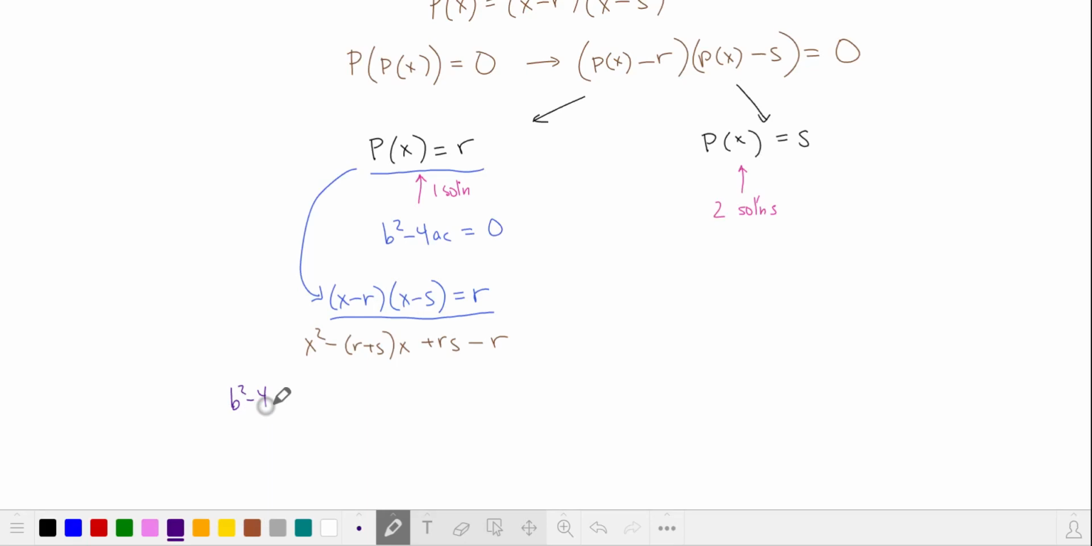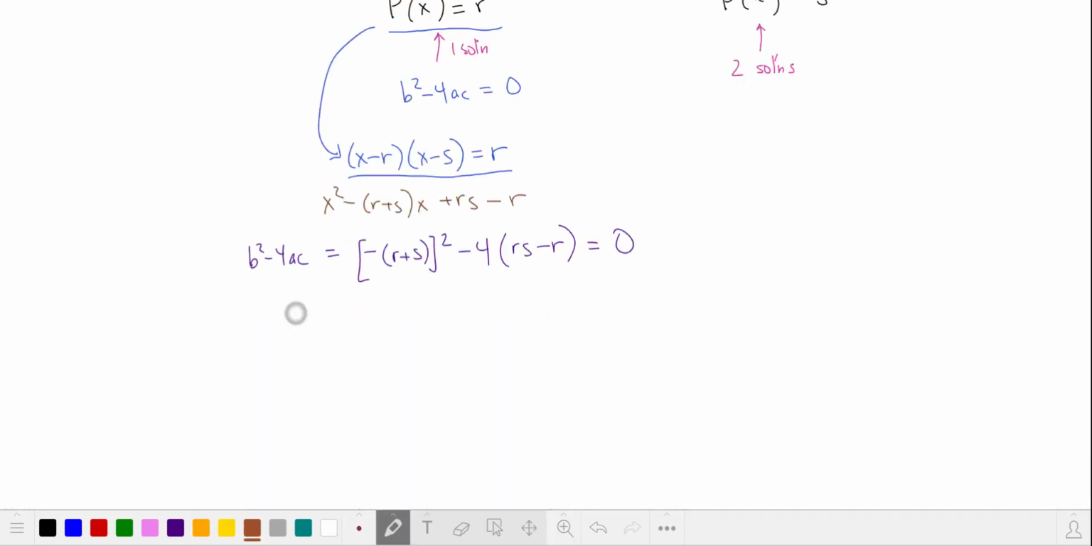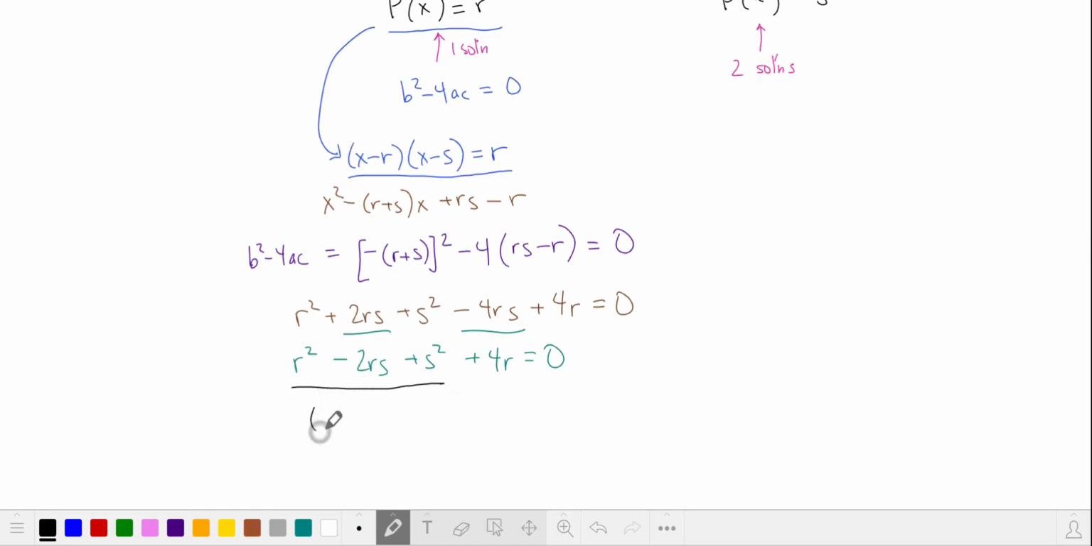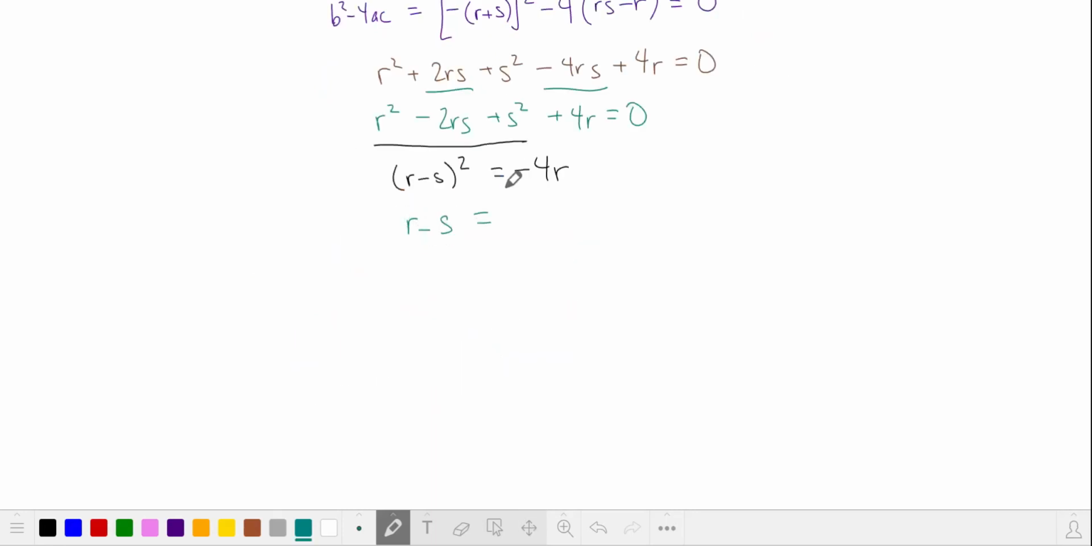So b squared minus 4ac is equal to the square of minus r plus s minus 4 times rs minus r, and we want this to be equal to 0. Expanding and combining terms, we recognize these first 3 terms as the square of r minus s, and this is equal to minus 4r. Taking the square root, we have r minus s is plus or minus 2 times the square root of negative r.